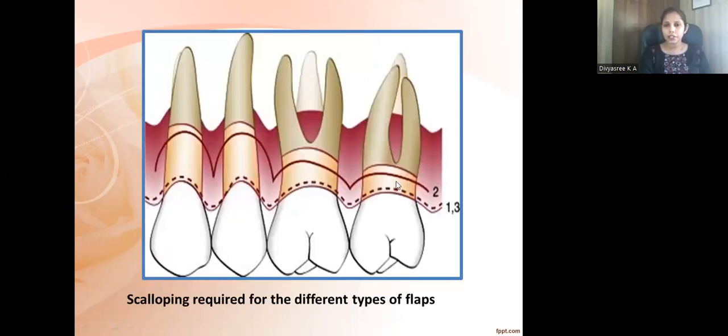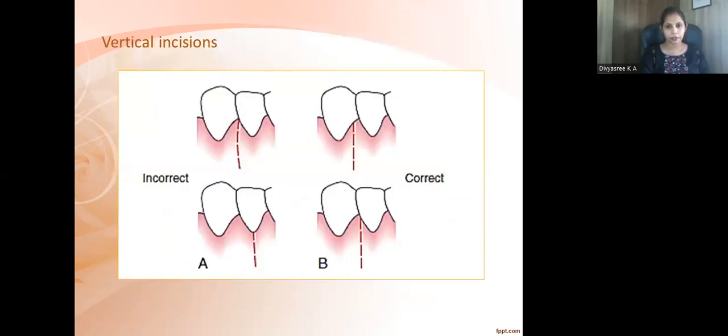Internal bevel incision should always follow the scalloping, following the gingival margin. The extent of scalloping will vary for undisplaced flap surgery as well as for apically displaced or modified Widman. It will be almost the same in case of modified Widman and apically displaced, whereas it will be slightly exaggerated in case of an undisplaced flap surgery.